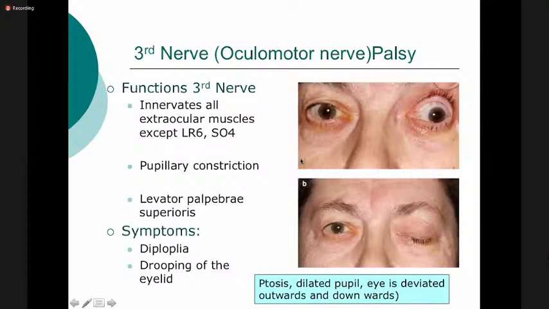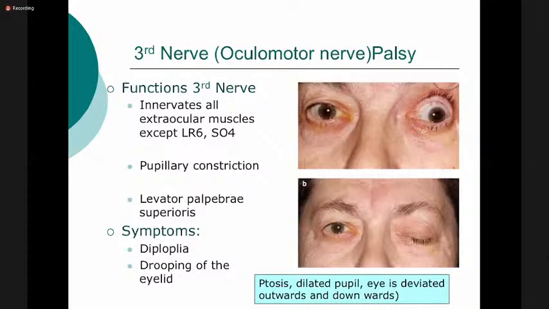Good. Let's quickly look at third nerve palsy. The third nerve is the oculomotor nerve. The function of the third nerve: it innervates all the extraocular muscles except the lateral rectus and the superior oblique. And we had said that it's also involved in pupillary constriction. Remember the fibers that come from the Edinger-Westphal nucleus run along the third nerve and cause the parasympathetic constriction of the pupillary fibers. And also another function is to elevate the eyelid.